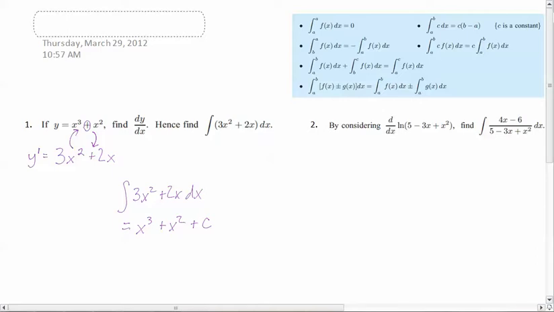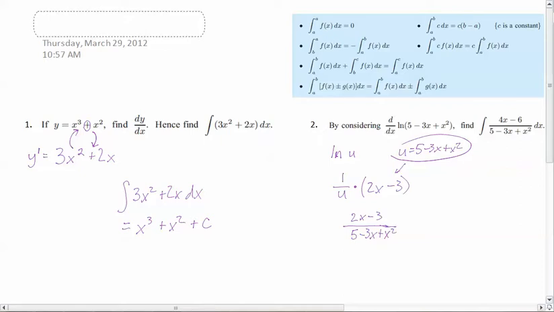Sometimes things are going to look a little bit different, so let's look at this next situation. We've got the derivative of the natural log of 5 minus 3x plus x squared. With natural log we could write this as the natural log of u, where u is equal to 5 minus 3x plus x squared. The derivative of the natural log of u would be 1 over u. We also have to multiply by the derivative of this inside function, which happens to be 2x minus 3. This is the derivative of my u. So if I rewrite that, it gives me 2x minus 3 over u, which was 5 minus 3x plus x squared.